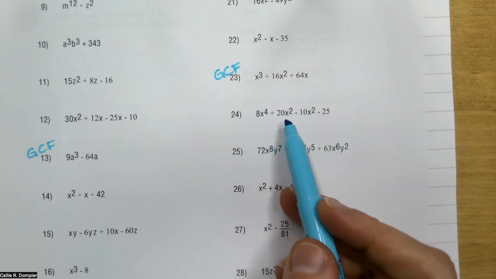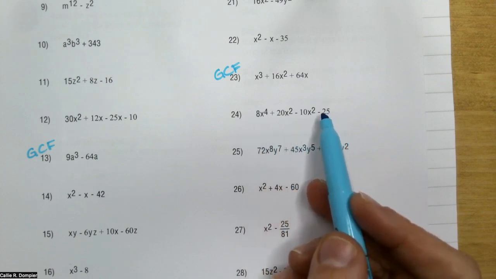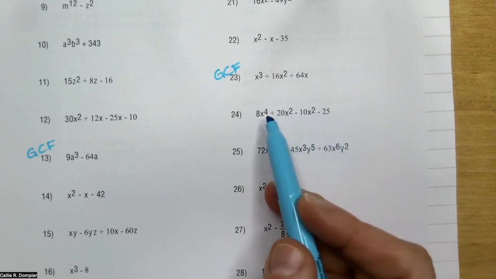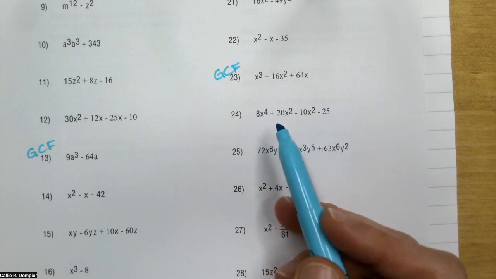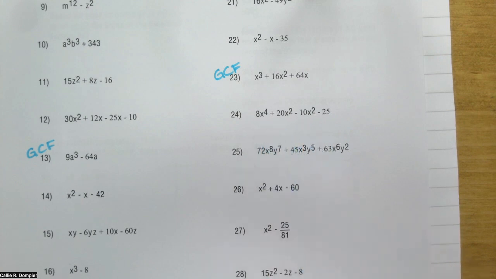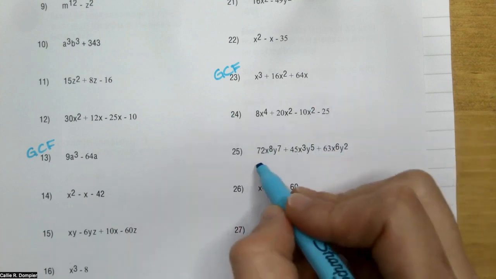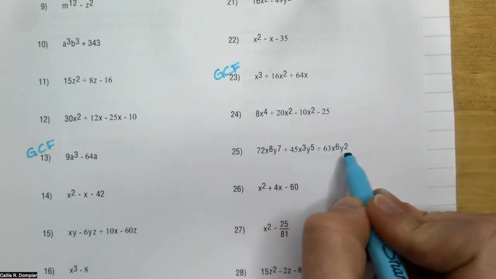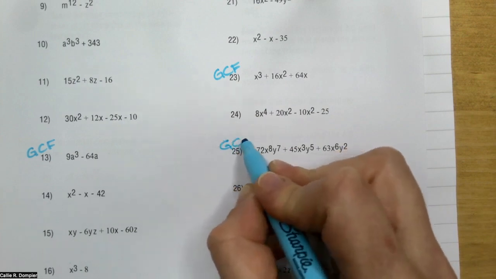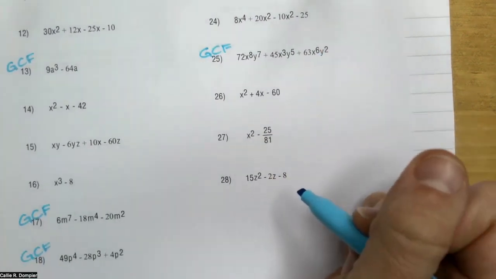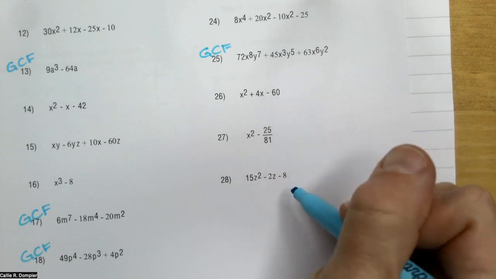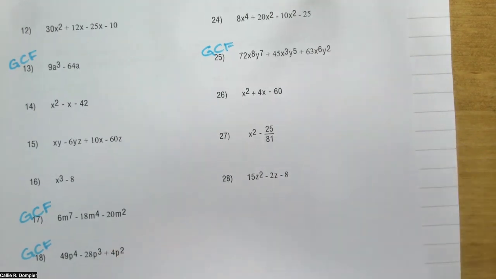Here, I cannot take anything out because 25 is not an even number, so there's no common factor between the numbers, and 25 doesn't have an x either. Here, I can factor out some x's and y's, right? There's an x and a y, x and a y, x and a y. Okay, so those are the ones that we can factor out a greatest common factor.